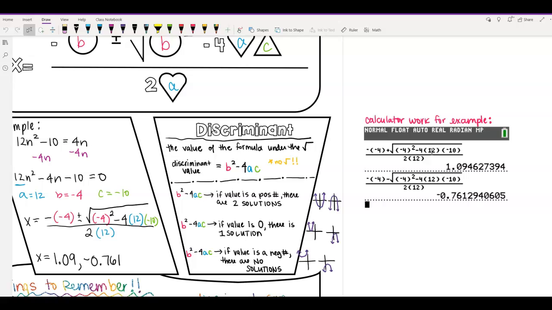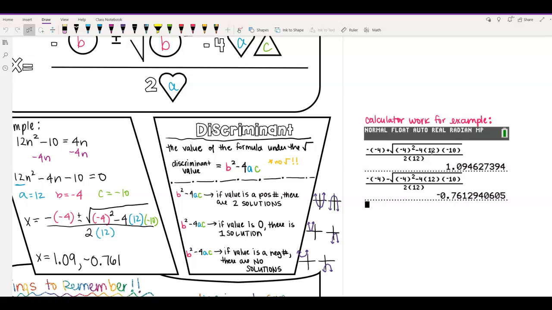Now, how do I get that second answer? Well, I'm going to do the same problem. I'm just going to use my minus sign instead of the plus sign. So go through, copy that problem down, and then use the minus sign. And when you plug all of that in, you'll get another answer at negative 0.76.